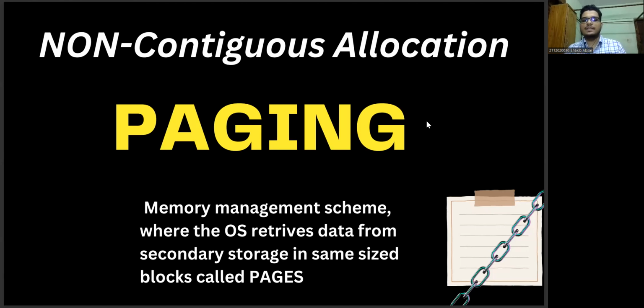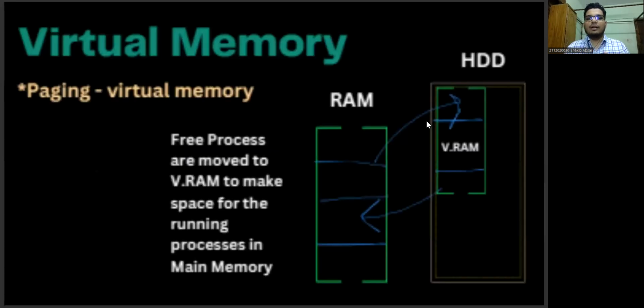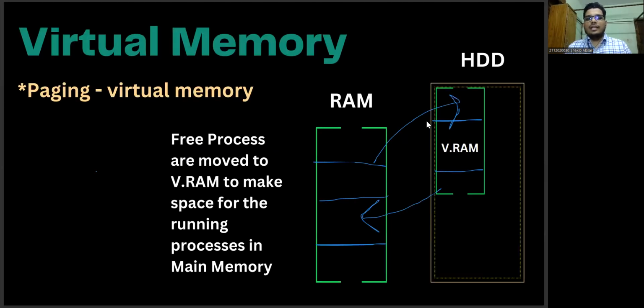Paging is a memory management scheme where the operating system retrieves data from the secondary storage in fixed size blocks. It optimizes the memory usage and helps efficient data retrieval from the secondary storage through this scheme. Now, how it retrieves data, we'll see. First of all, we need to get introduced to something called virtual memory. Paging is the idea of virtual memory.